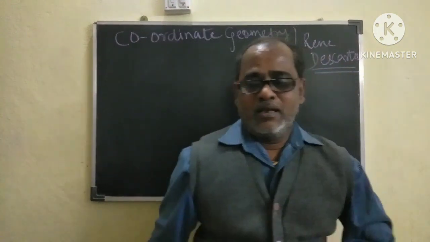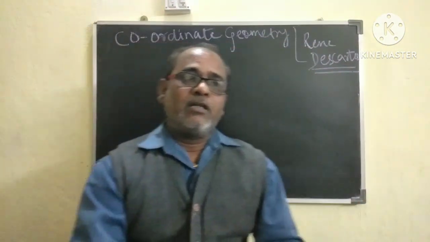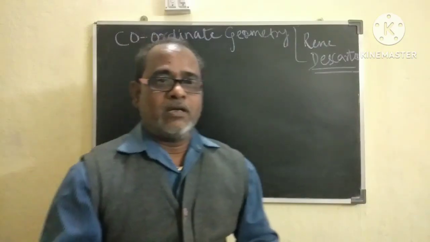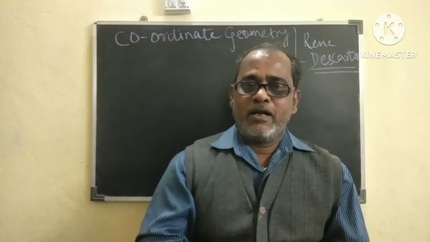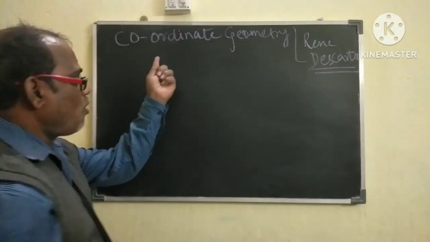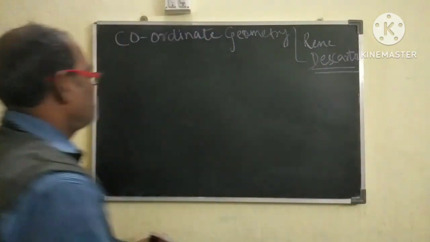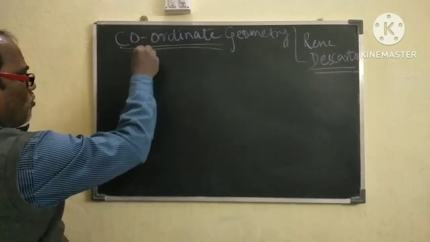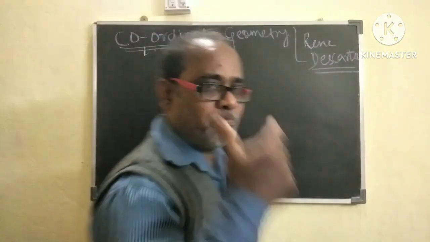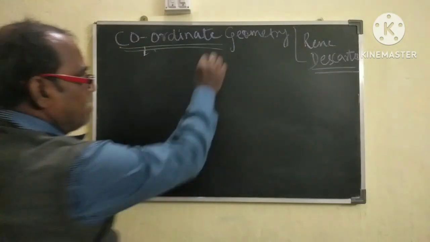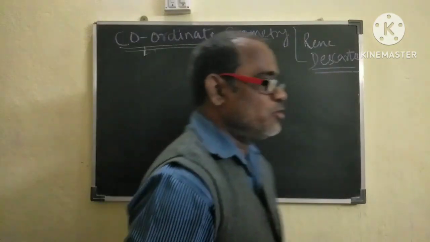René Descartes, during the 17th century, gave us a lot of ideas regarding the Cartesian system. So now let us come to the topic of coordinate geometry. Now, knowing about this coordinate, co means having a certain partner, means a pair. So when a pair of ordinates is given, then it is said to be coordinate geometry.